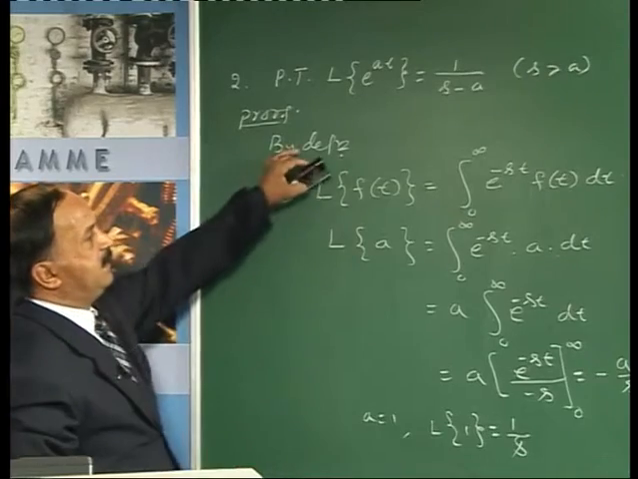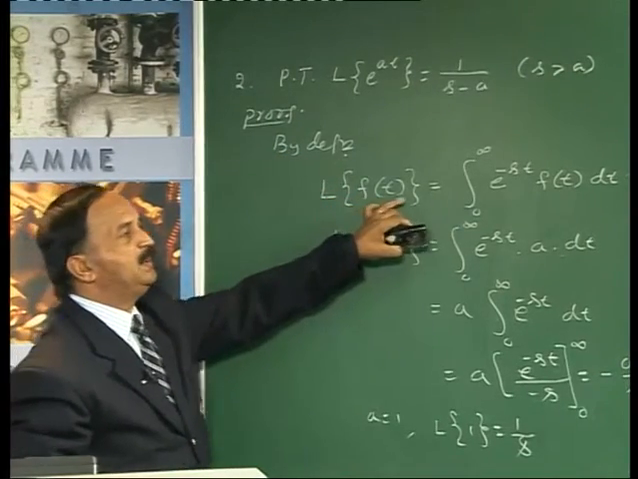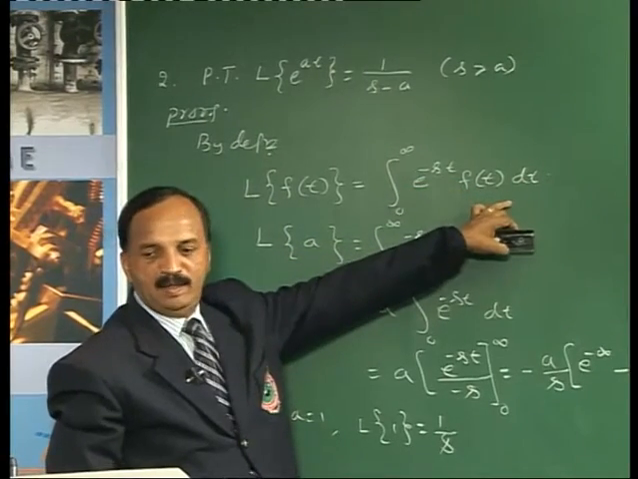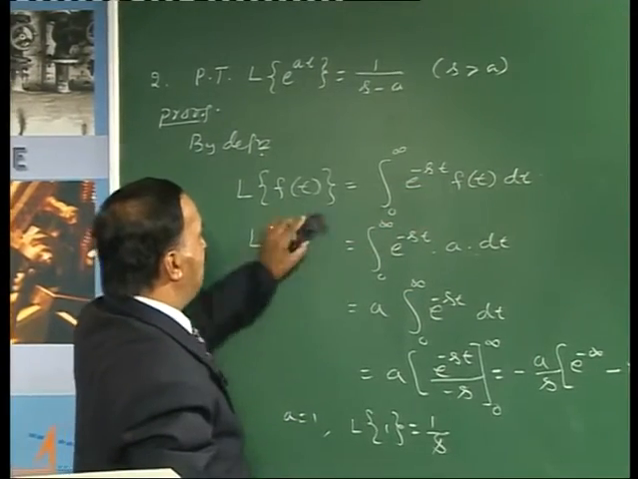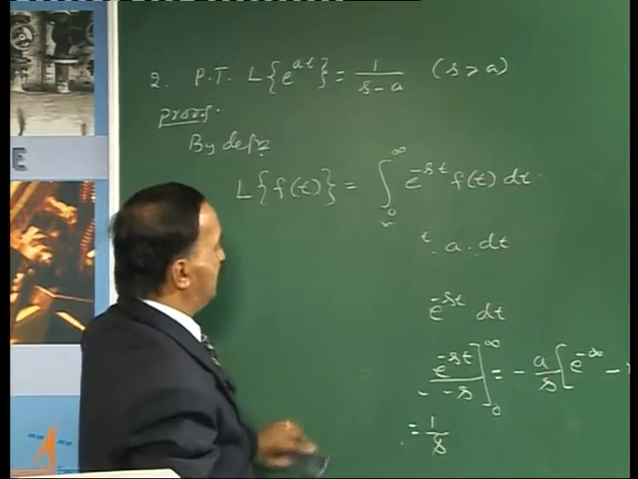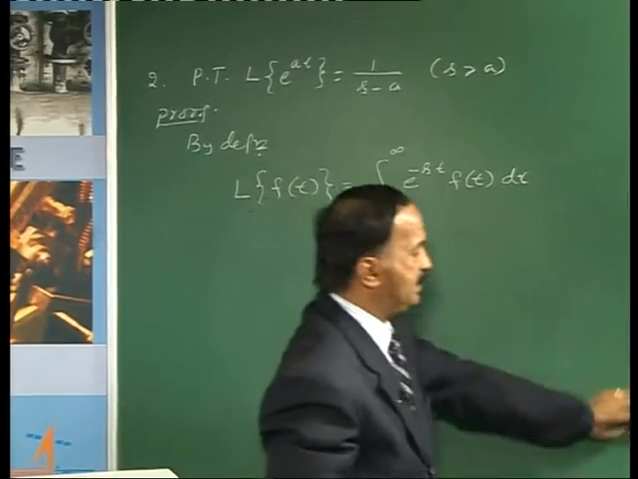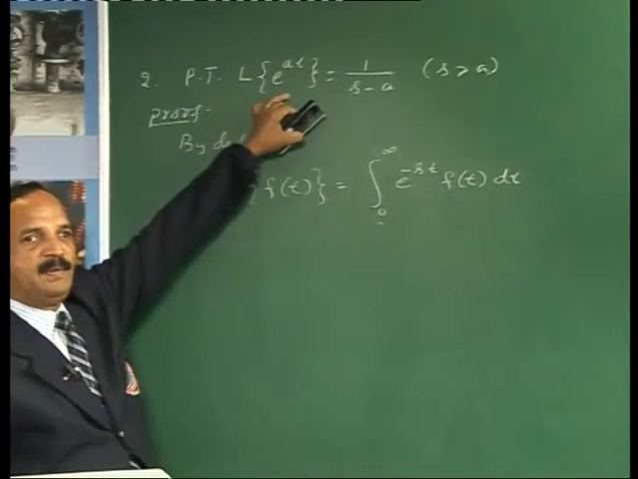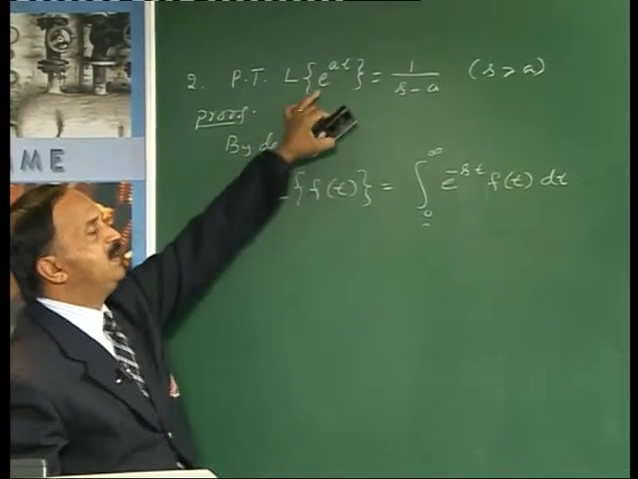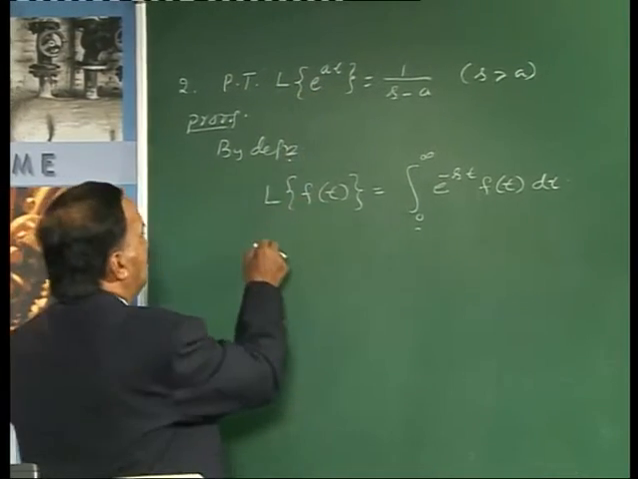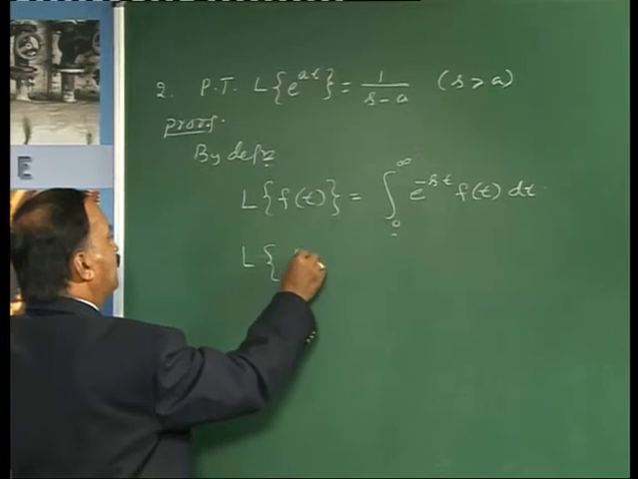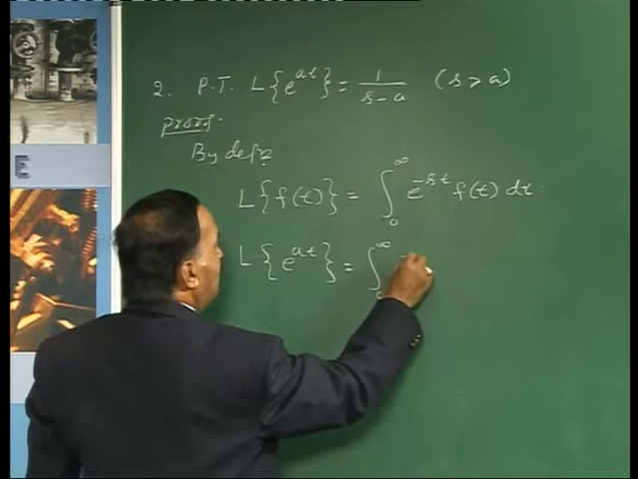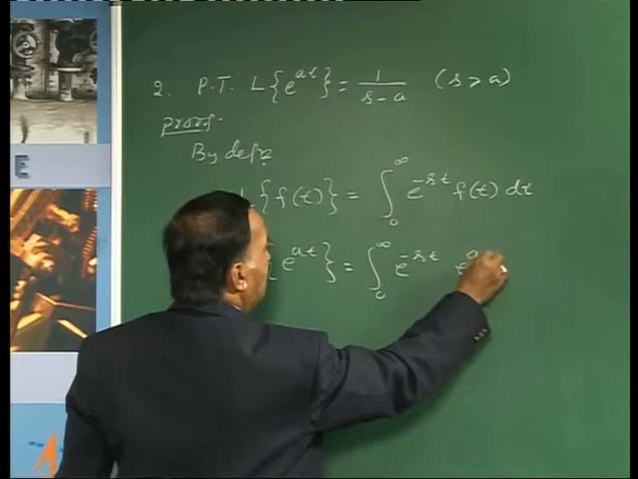By definition, first you write the definition. L of f of t equal to integral from 0 to infinity e to the power of minus st f of t dt. By using this definition, easily we can prove L of e to the power of at is equal to 1 by s minus a. So we want L of e to the power of at. So in place of f of t, you write e to the power of at. So then here L of e to the power of at is equal to integral from 0 to infinity e to the power of minus st into e to the power of at dt.